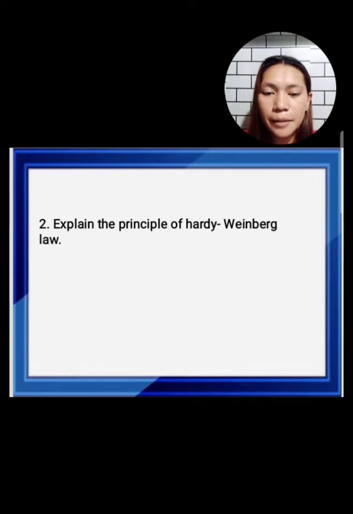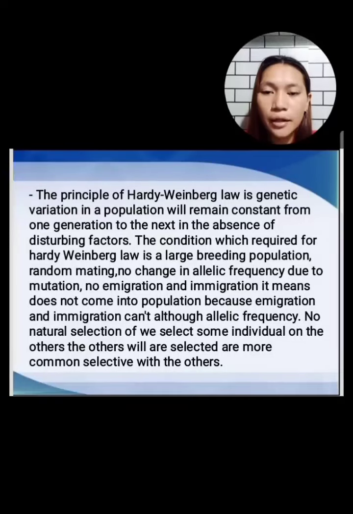Second is, explain the principle of Hardy-Weinberg law. The principle of Hardy-Weinberg law is genetic variation in a population will remain constant from one generation to the next in the absence of disturbing factors.